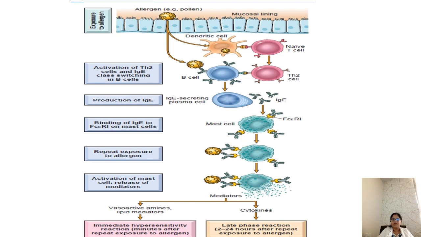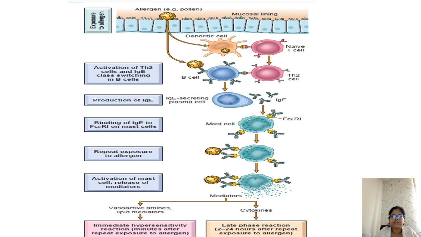the first exposure. Yes, and this dendritic cell is an antigen presenting cell, which will be presenting it to the T cells. So these cells are the naive T cells, which are very much immature, and the T helper cells will get triggered, and then they try to help these B cells to get the immune response activated. So activation of the T helper cells and IgE class switching in the B cells is being seen over here, and there is complete production of the IgE, that is IgE secreting plasma cells.